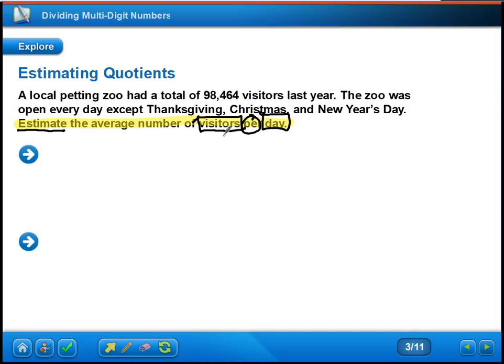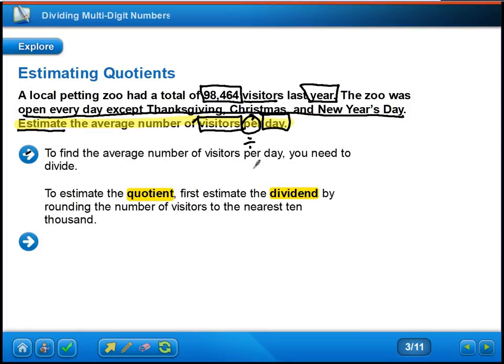So in this case, I know that visitors is important. Per means I'm going to divide. And then the number of days is important. The number of visitors was 98,464. And then it was a year that they were talking about in terms of days. But we also have to note that they were open every day except Thanksgiving, Christmas, and New Year's. So that's really important. In order to find the average, we said we were going to have to divide the visitors by the days. To estimate that quotient, we first have to estimate the dividend. The dividend in this case is the number of visitors, which is 98,464.